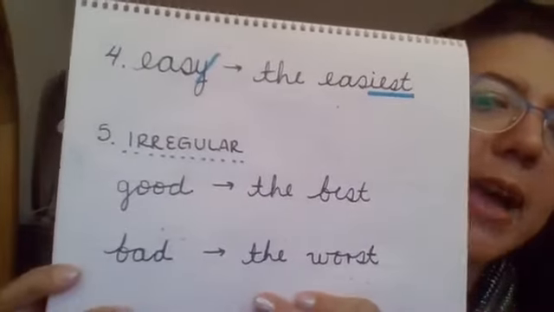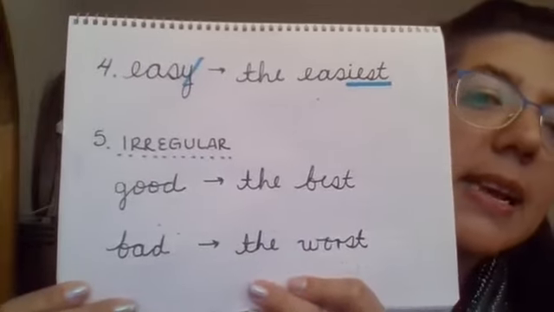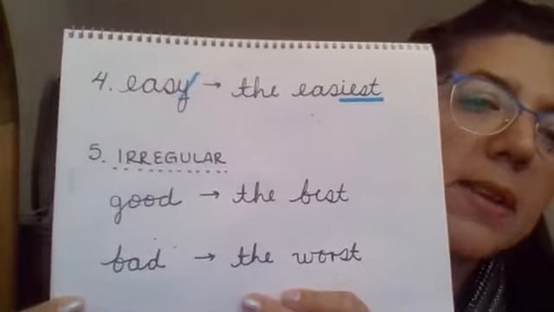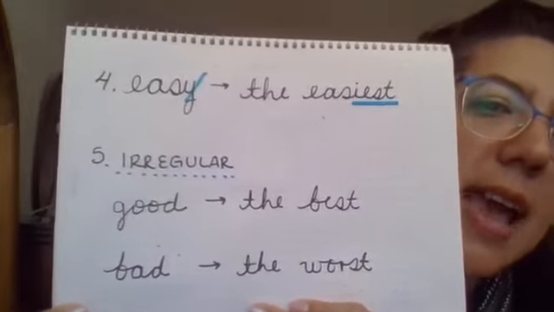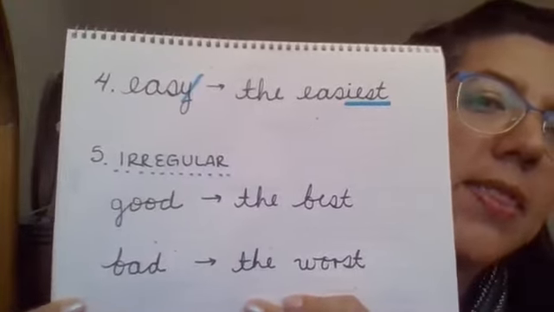Fourth type of adjective, an adjective ending in Y, like easy. Drop the Y and add est. The easiest. Easy, the easiest. You drop the Y and add iest. Change for I. Okay?